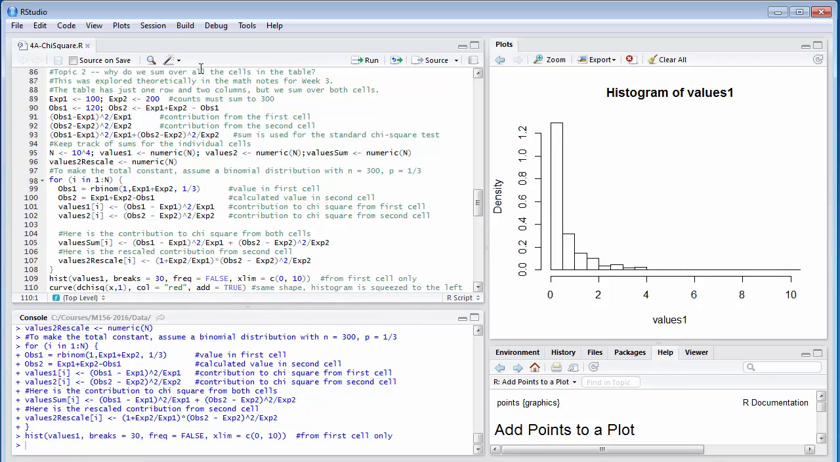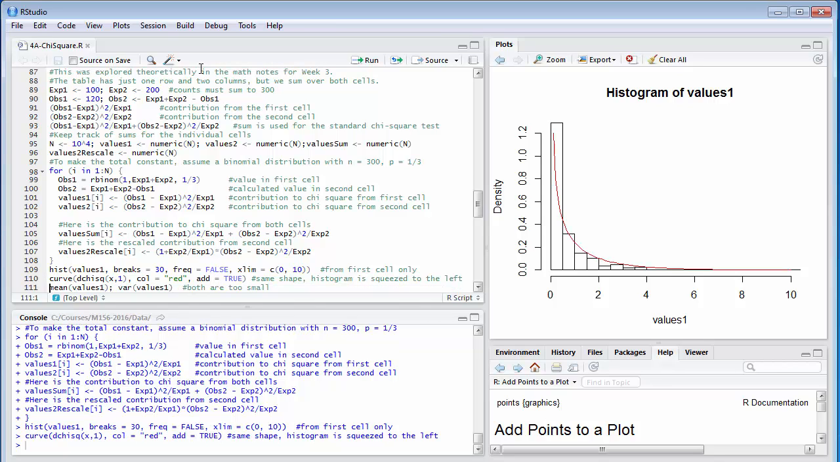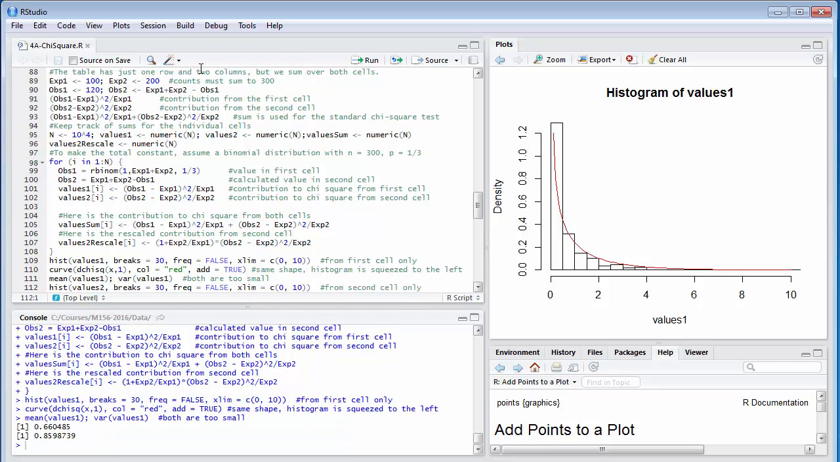This is from the first cell only. You say, hey, that looks chi-squared to me, but not quite. You can see that most of the bars lie below the curve. This histogram is squished to the left. The mean is too small, the variance is too small.